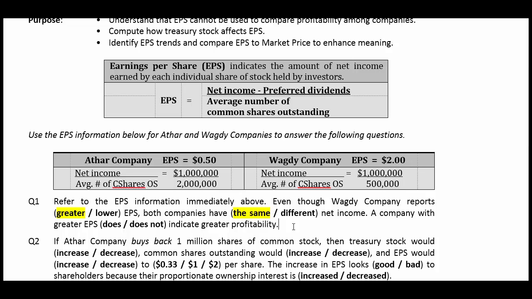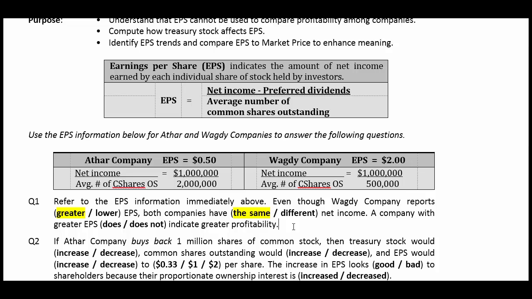Total profitability is the same. It's $1 million. So how is it that WAGD is more profitable than ART? It isn't. Does not. Does not? Yeah, it does not.